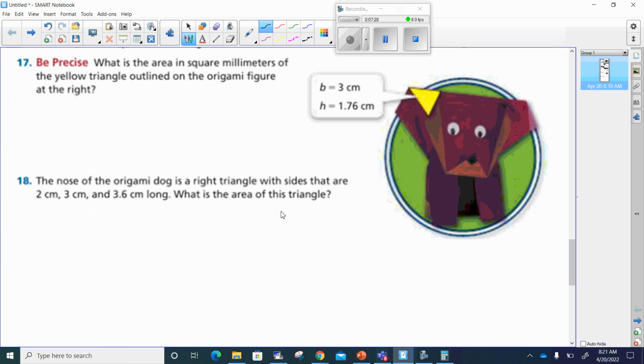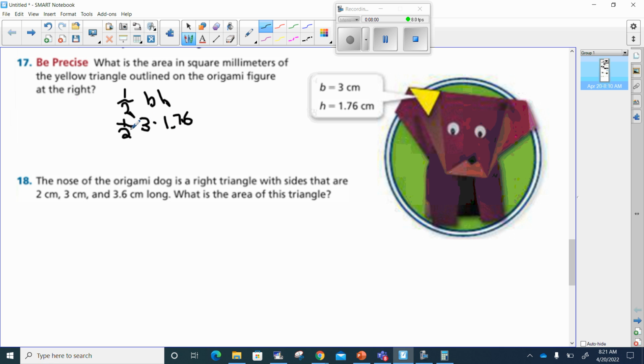Number 17 says, what is the area in square millimeters of the yellow triangle outlined in the origami figure? They just want this triangle, where the base is 3 and the height is 1.6. They want the area. So again, we use 1/2 base times height. That's going to be 1/2 of 3 times 1.76.